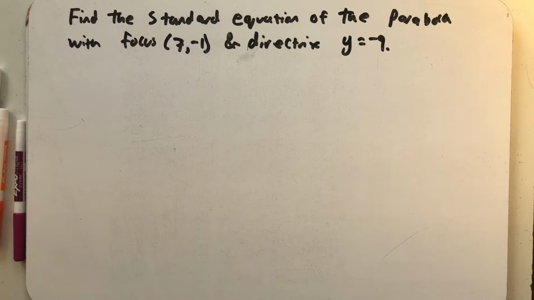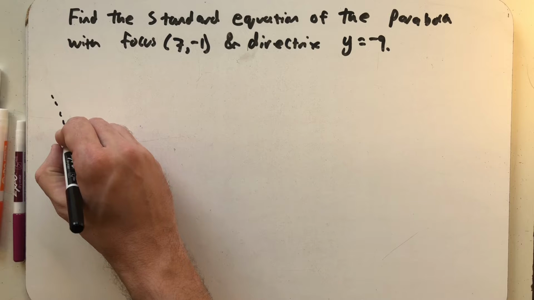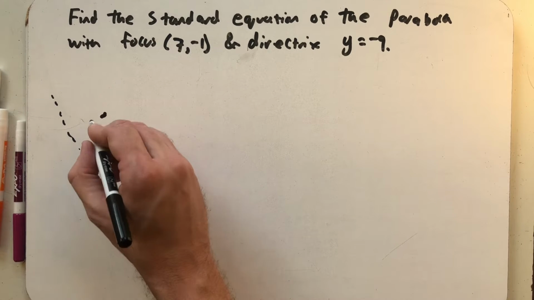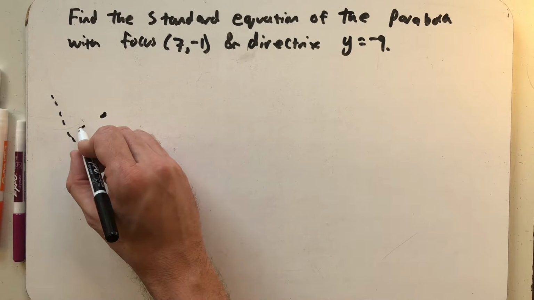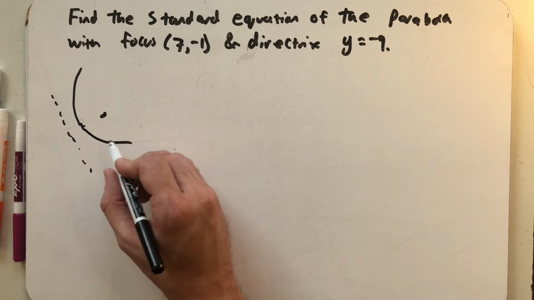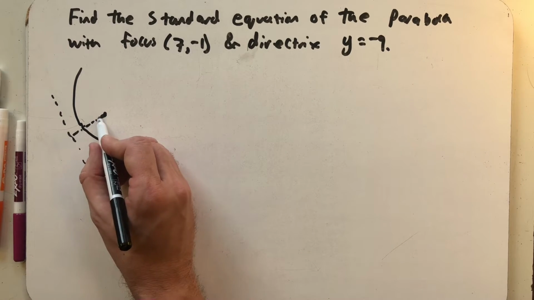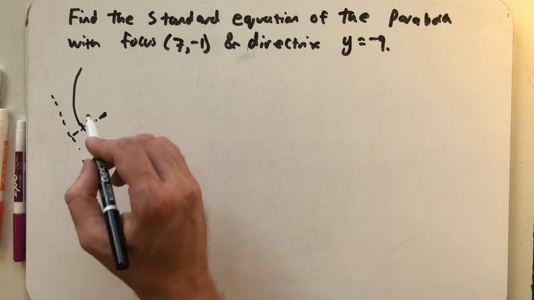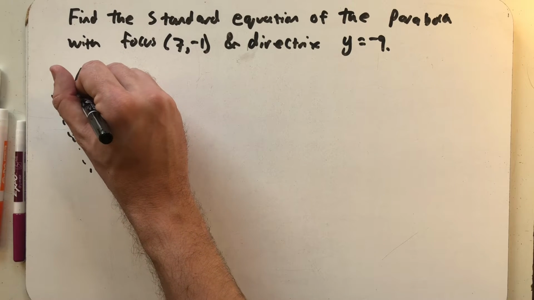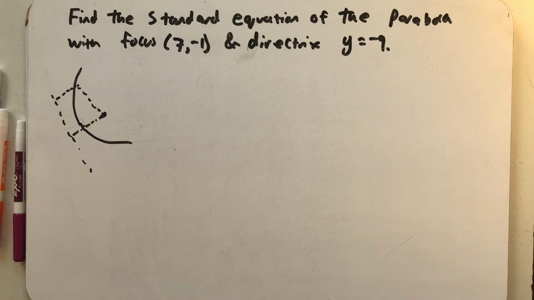Find the standard equation of the parabola with focus (7, -1) and directrix y equals -9. Well, if you give me a focus and a directrix, from the definition of a parabola, we should be able to construct its graph, right? The set of all points that are the same distance away from the focus and the directrix at every point. Now, I have not drawn a good parabola here, but we get the idea.